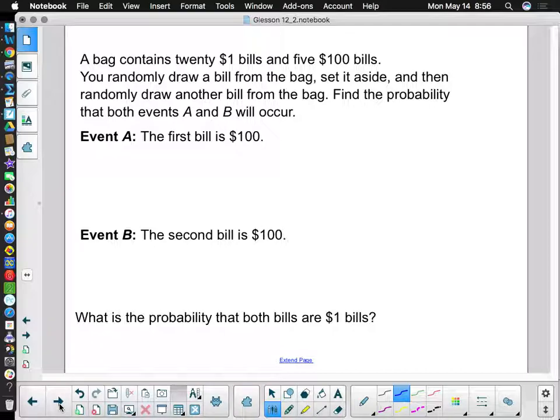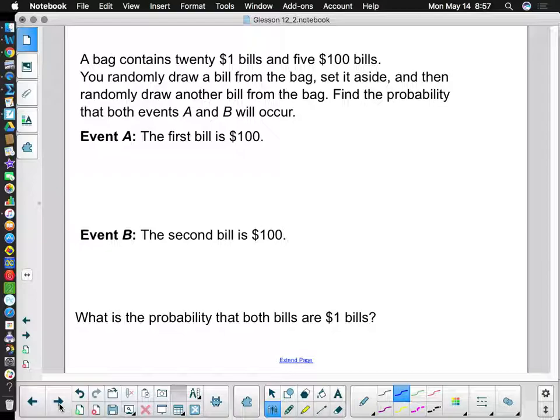Well, it's pretty obvious if I draw a bill out of the bag and I keep it out of the bag, that when I reach in the bag to draw a random bill out the second time, the probabilities have changed because that one bill is now missing. So because there's a missing bill, these are dependent events, because the outcome of the first event affects the probabilities of the second event. So let's take a look at this.